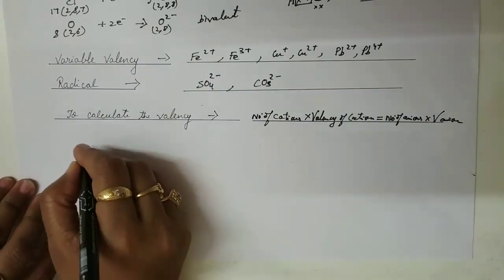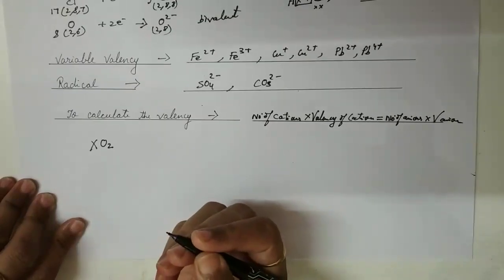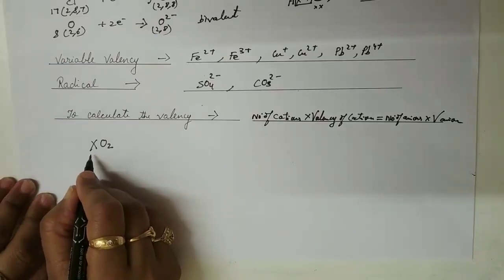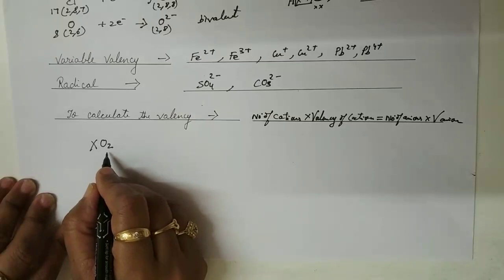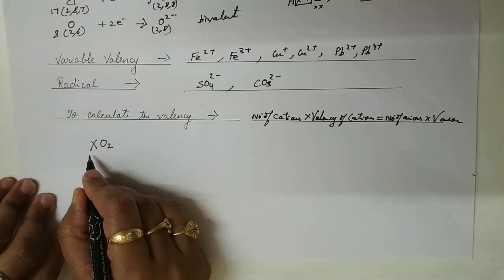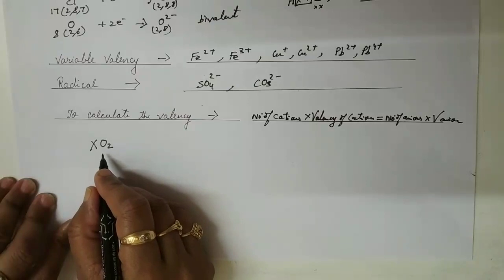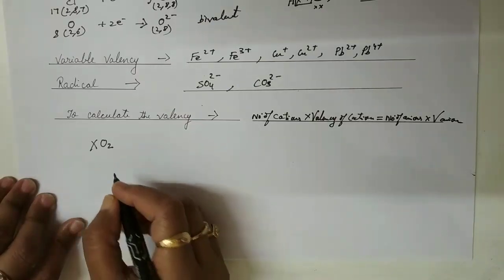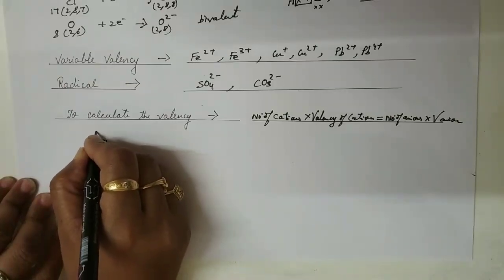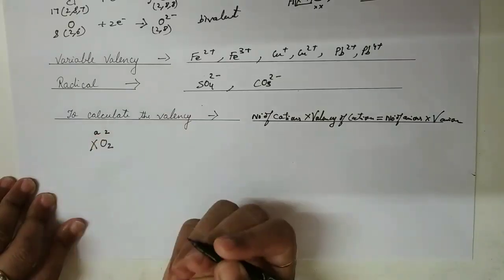Let my compound be XO2. In this formula, my cation is X. I don't know what it is, and my anion is O. I know what it is. I don't know the formula of cation, but the valency of anion I know. So let me assume the valency of X to be A. I know the valency of oxygen, that is 2.